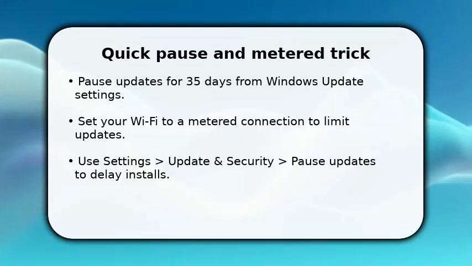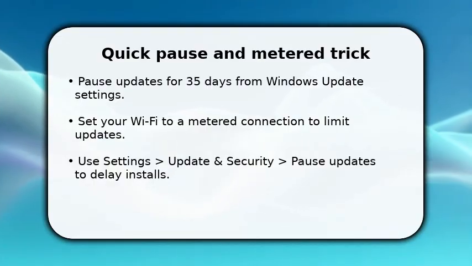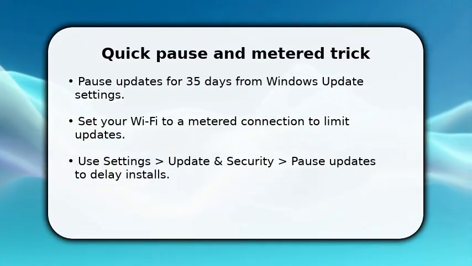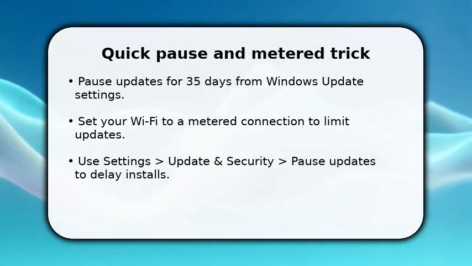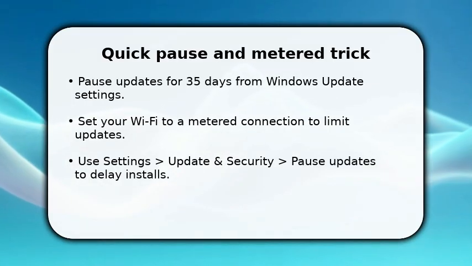Enjoy the video. I will show fast methods to stop automatic updates in Windows 10 today. Open Settings and go to Update and Security to start. Click Windows Update and choose Pause Updates for 35 days immediately.